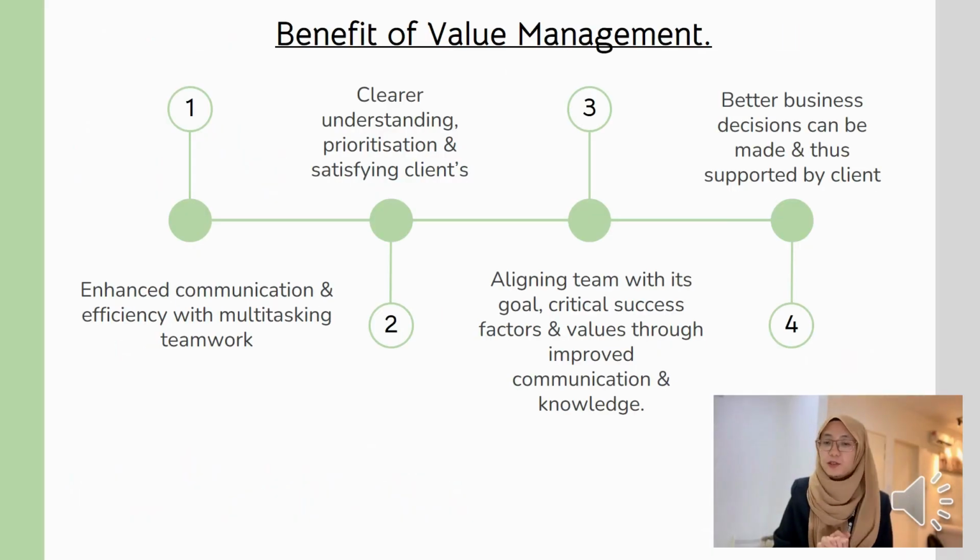For the benefits of value management, first, it enhances communication and efficiency with multidisciplinary teamwork. The second is clearer understanding, prioritization, and satisfying clients. The third is aligning the team with its goals and critical success factors and value through improved communication and knowledge. And fourth, better business decisions can be made and thus supported by the client.